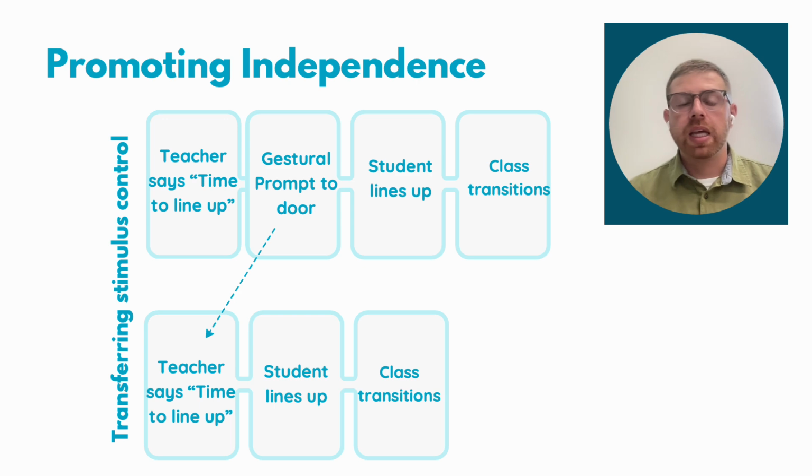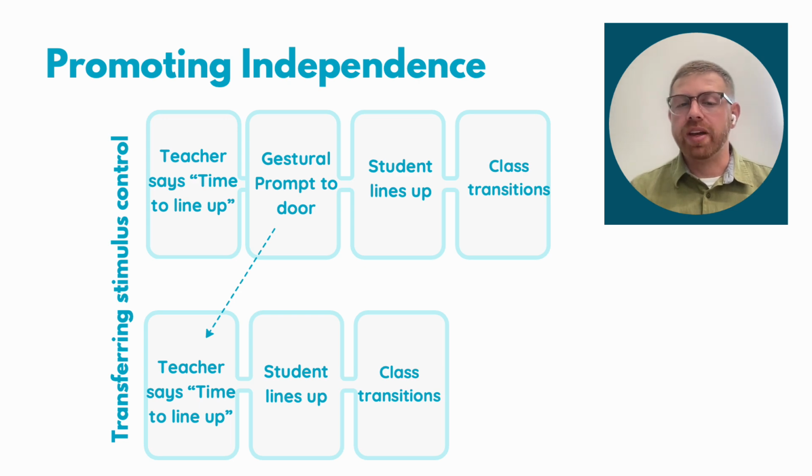So in our top visual here, we have a teacher says time to line up, gestural prompts at the door, so we're indicating where to go line up, student lines up, and the class transitions. That example includes a prompt, right? But our goal is for that to not be necessary.